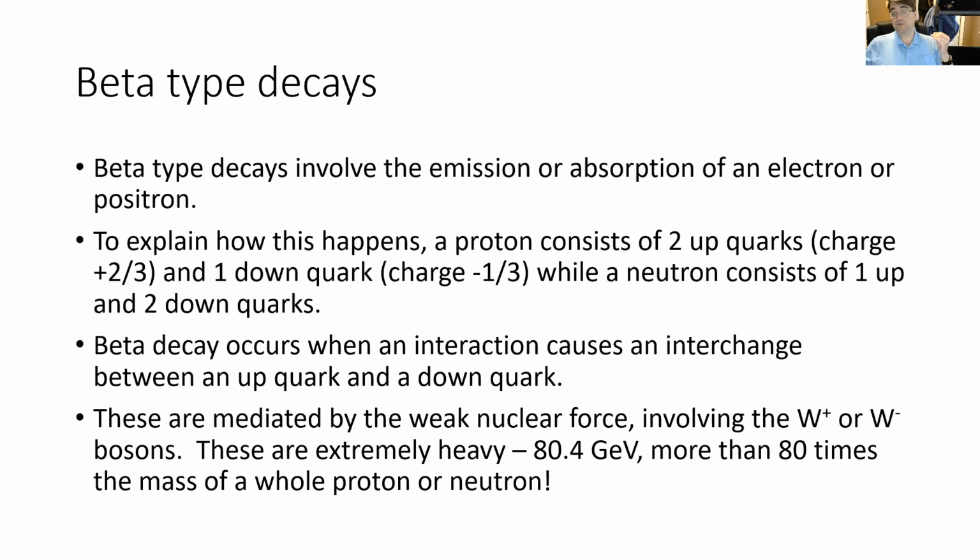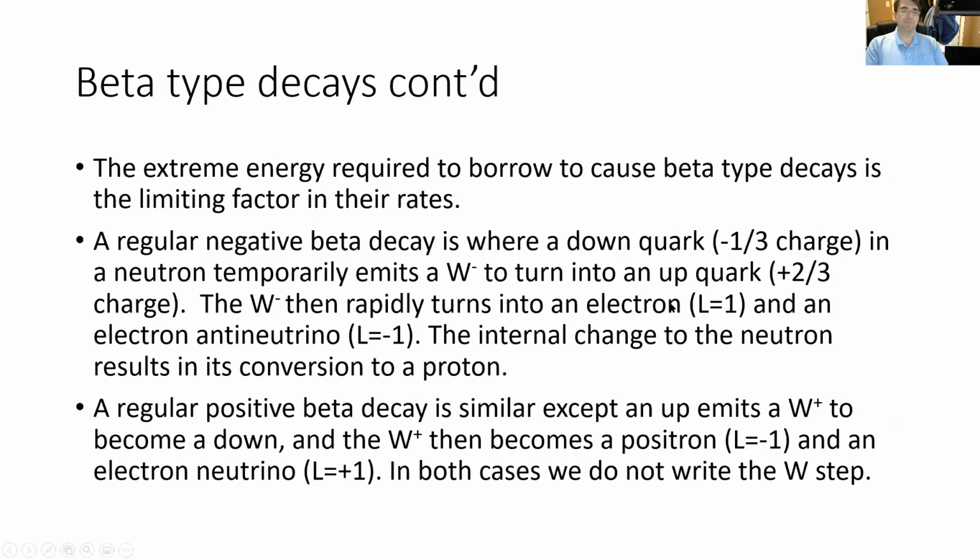So this is a tremendously heavy particle that has to borrow from the vacuum. And the fact that it has to borrow so much energy to make this process take place is the reason beta decays can be very slow processes. That's the reason why the decay rate can be very, very slow. So there are single beta decays that can take billions of years on average.